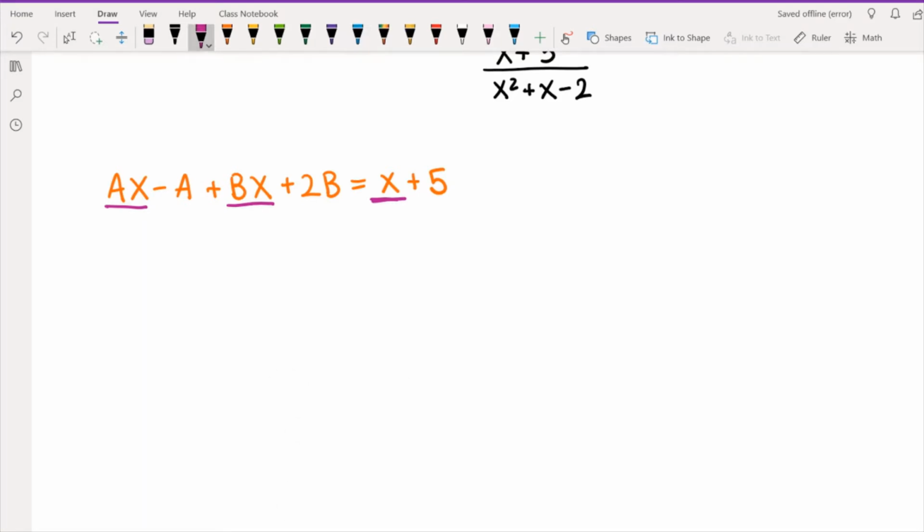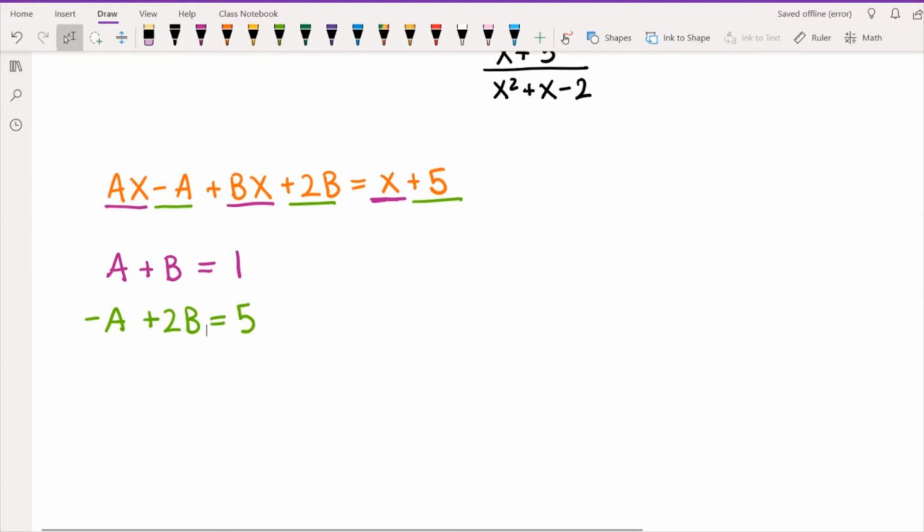And so what does that tell us? That tells us that these coefficients, a and b, together have to add up to 1, right? Because this x here is 1x, so whatever we have as our a and our b, together those need to add up to 1. And then similarly, if we look at the remaining portions, so negative a and 2b, those have to add up to 5, right? Because this 5 comes from the part that's just numbers, the part that doesn't have the x's in it. So we have negative a plus 2b is equal to 5.